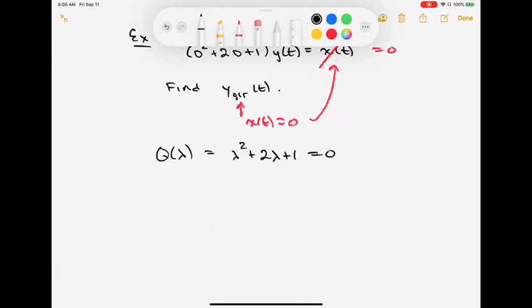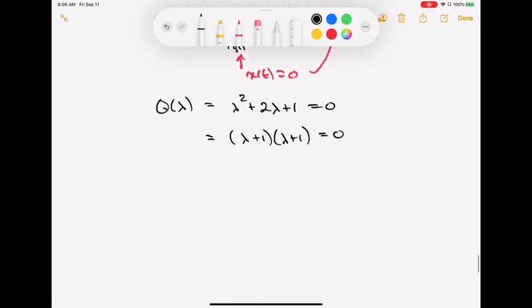Now, if you couldn't mentally take the roots of this, you could use MATLAB, you could use the quadratic formula, whatever the case may be. But in this particular case, it's pretty easy to write this out in factored form. It's (lambda plus 1) times (lambda plus 1). If you FOIL that out, if you expand that out, you get lambda squared plus 2 lambda plus 1. They're the same thing. So that whole thing equals 0.